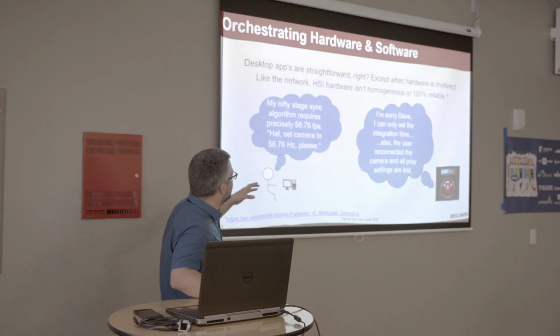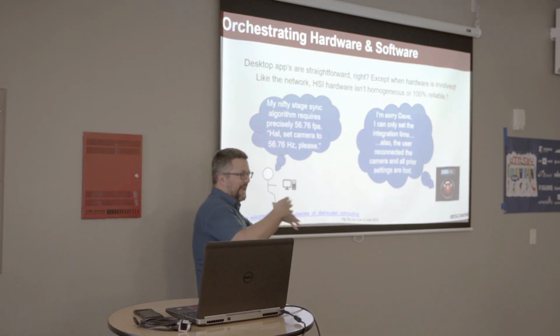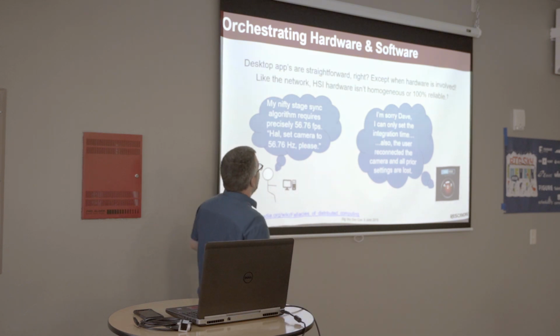So I had to come up with a way to get the aspect ratio of my images coming off the microscope. I have to know the speed of the stage, how much light's available, and what the frame rate is. And I'm like, okay, I can calculate this just perfectly. I figured out how all this mechanics works, and this algorithm needs precisely 56.76 frames per second. So Hal, set the camera to that, please.